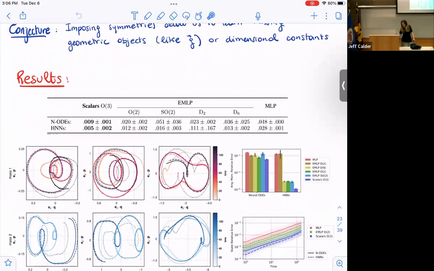So these are discrete subgroups of the orthogonal group. So they're finite.